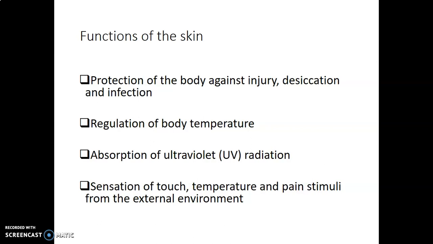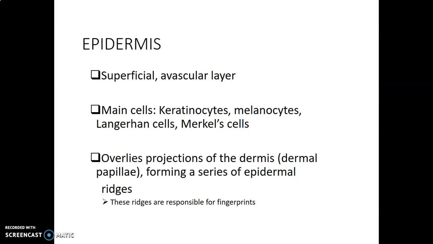We have the blood vessels that vasoconstrict and vasodilate in cold or in high temperature respectively, and also the presence of hair. Then there's also the absorption of ultraviolet radiation, and that helps with vitamin D metabolism. Then sensation of touch, temperature, and pain stimuli from the external environment can occur at the level of the skin because of the presence of the skin receptors.